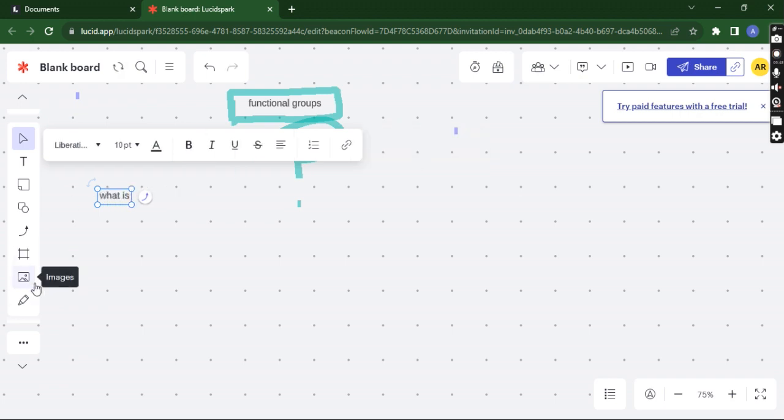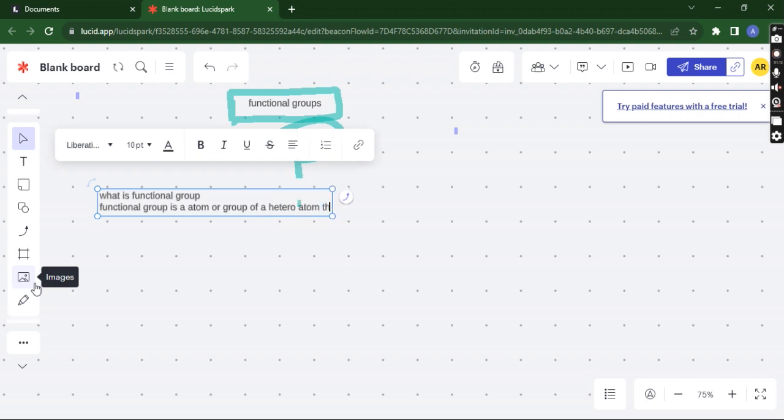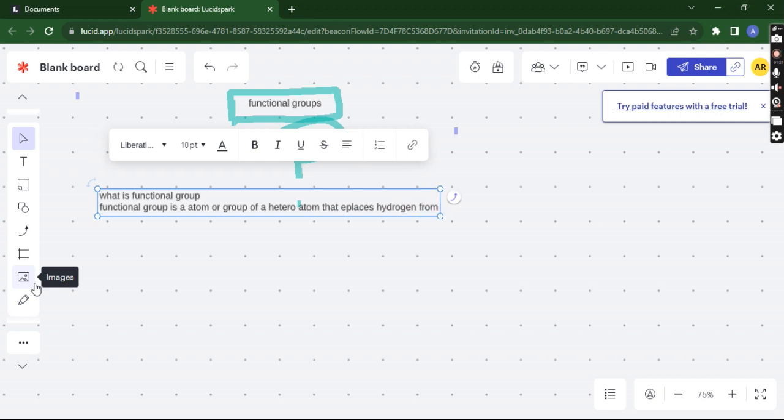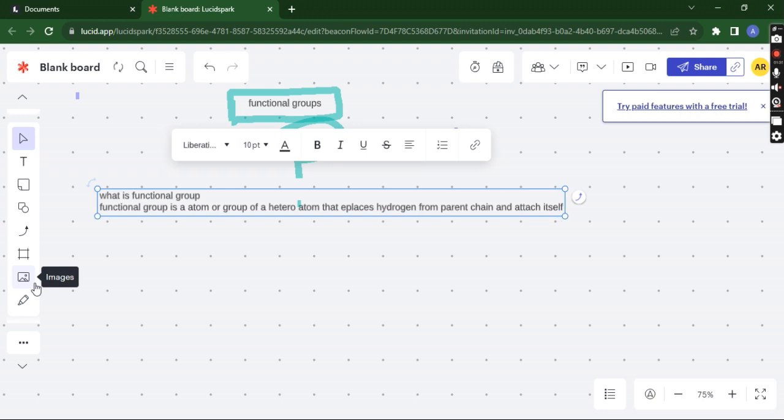What is a functional group? A functional group is basically an atom or a group of heteroatoms that replaces hydrogen from the parent chain and attaches itself, right? What does it really mean?